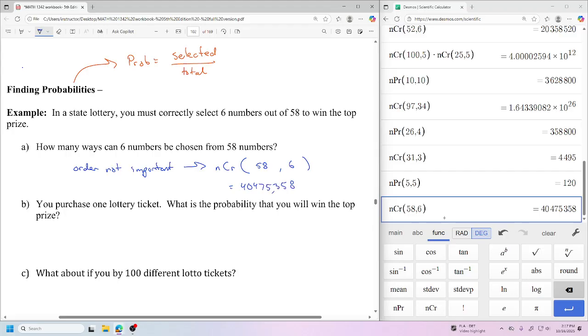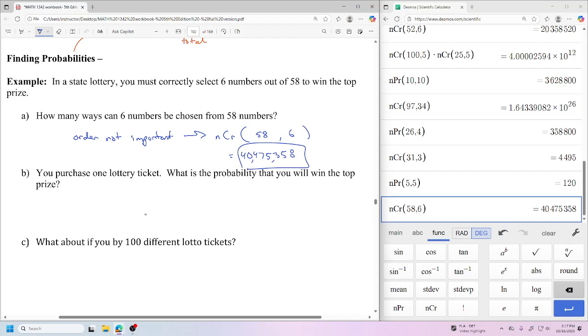Again, those are all the ways to win the lottery. That's a lot of different ways there. If you purchase only 1 lottery ticket, what's the probability of winning? Not much. Remember that probability, once again, is selected over total.